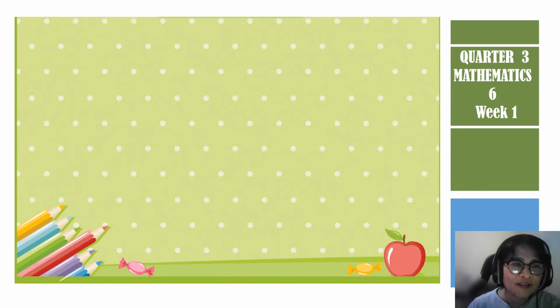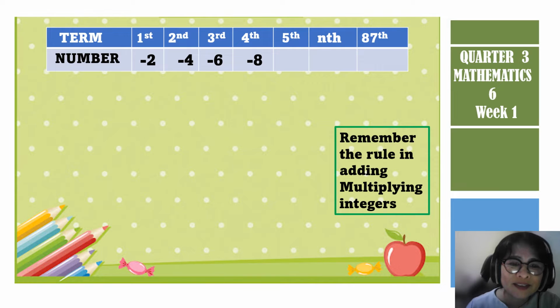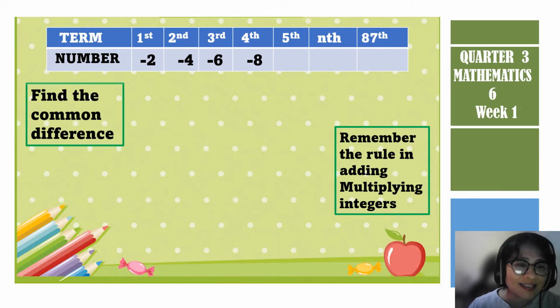Let us have another example using integers. Remember the rule in adding and multiplying integers? Okay, gagamitin na natin ngayon dito yun. So, just remember the rule in adding and multiplying integers. Ngayon, alamin muna natin kung ano yung order ng number. It's arranged in decreasing order. At alamin natin ang kanyang common difference.